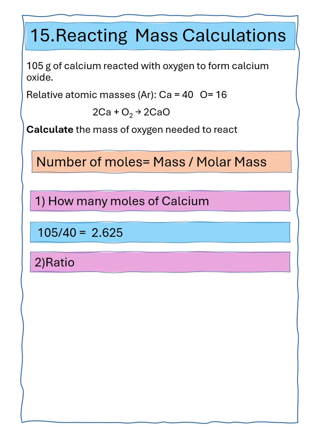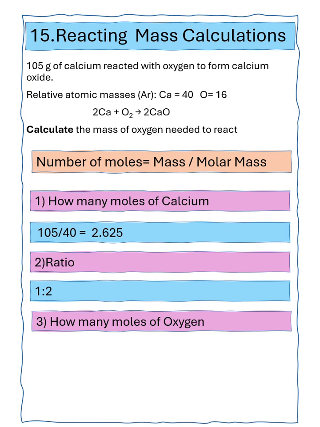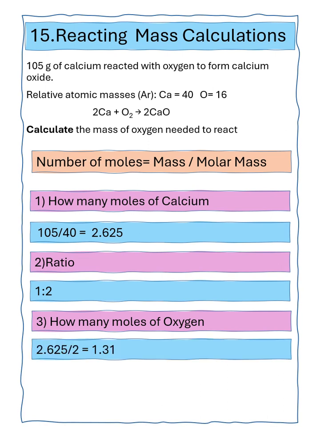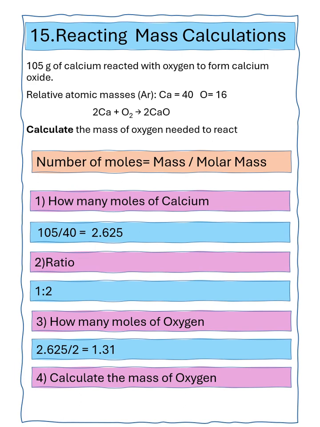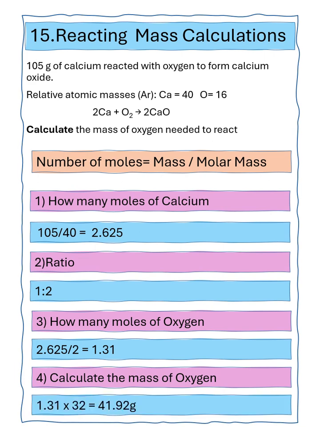2.625. We can then look at the ratio, and from the ratio we know that 1 mole of oxygen reacts with 2 moles of calcium, so the ratio is 1 to 2. So therefore from that we can calculate how many moles of oxygen we've got, and we've got half the amount of calcium. So we've got 2.625 moles of calcium, so we have 1.31 moles of oxygen. We can use that then to calculate the mass of oxygen. We know the number of moles is 1.31. We can multiply that by the molar mass, and the molar mass of oxygen is 16, which gives us 41.92 grams of oxygen made from 105 grams of calcium.